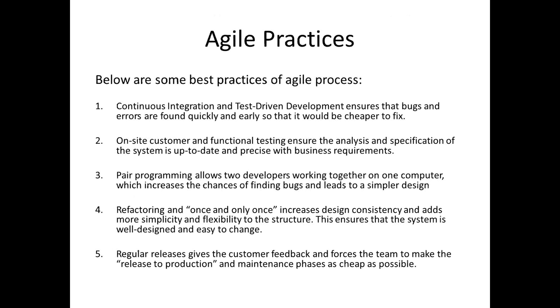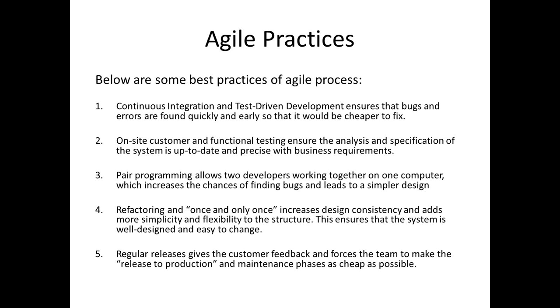So that was one thing that you can start noting down if you are new to Agile adoption. Some of the best practices of Agile processes are, one, continuous integration and test-driven development. Both of these ensure that bugs and errors are found quickly and early, and that means it's cheaper to fix. Because as we know, based upon the Boehm curve, the later the stage of the development cycle we identify defects, the costlier it is to fix them. So with these two, we are able to find the defects early in the game.